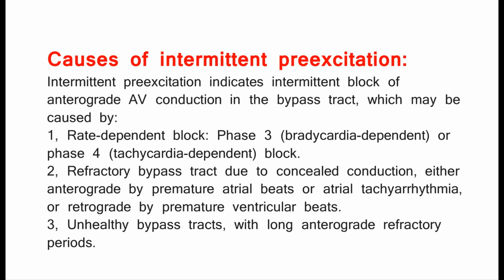Causes of intermittent preexcitation. Intermittent preexcitation indicates intermittent block of anterograde AV conduction in the bypass tract, which may be caused by: 1. Rate-dependent block, phase 3, bradycardia-dependent, or phase 4, tachycardia-dependent, block. 2. Refractory bypass tract due to concealed conduction, either anterograde by premature atrial beats or atrial tachyarrhythmia, or retrograde by premature ventricular beats. 3. Unhealthy bypass tracts, with long anterograde refractory periods.